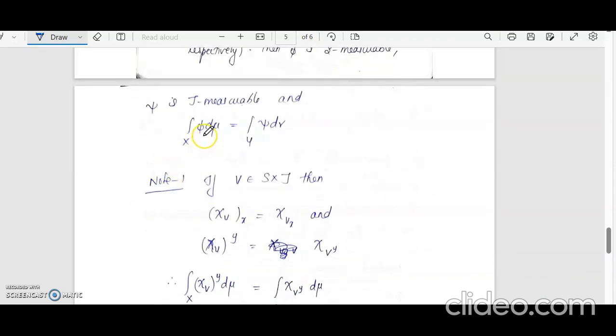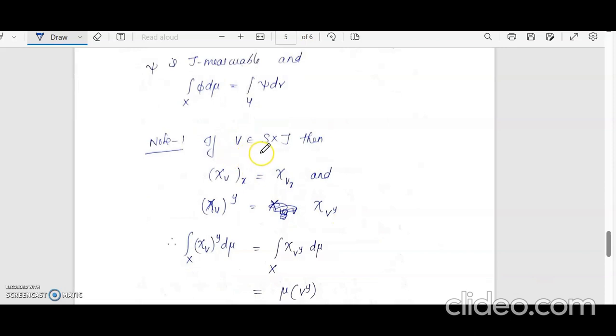So we have integral over x phi d mu equal to integral over y xi dr. Now by the property of characteristic function, if you have v belongs to s cross j, we already saw that the characteristic function of the x section will be equal to the characteristic function of the x section of the set v, and again chi v of y will be equal to chi vy. So now consider integral over x chi v of y d mu.